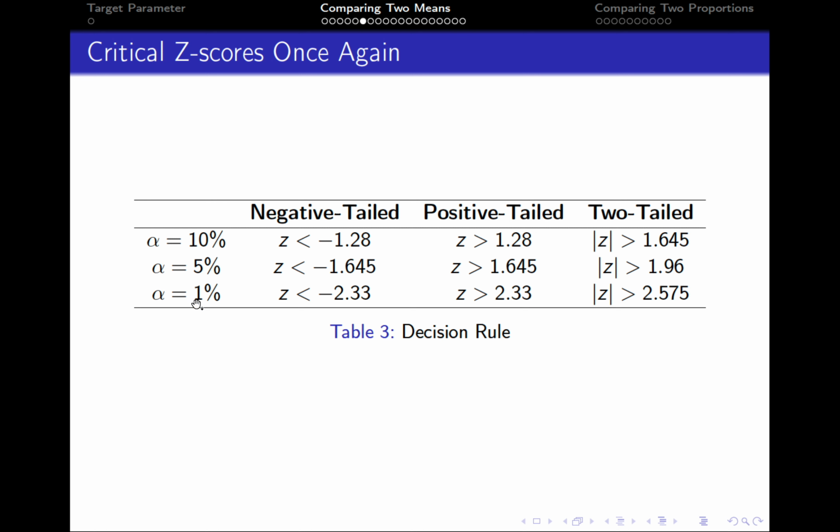And as for the significance level of 1%, the critical z-score in case of the negative tail test is negative 2.33. In case of the positive tail test, that would be positive 2.33. And as for the two-tail test, that would be the z-score at 1% divided by 2, so 0.5%, which is 2.575.